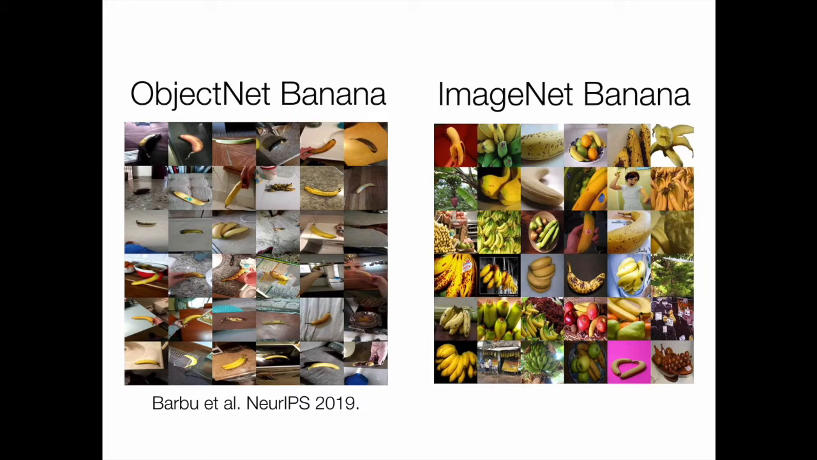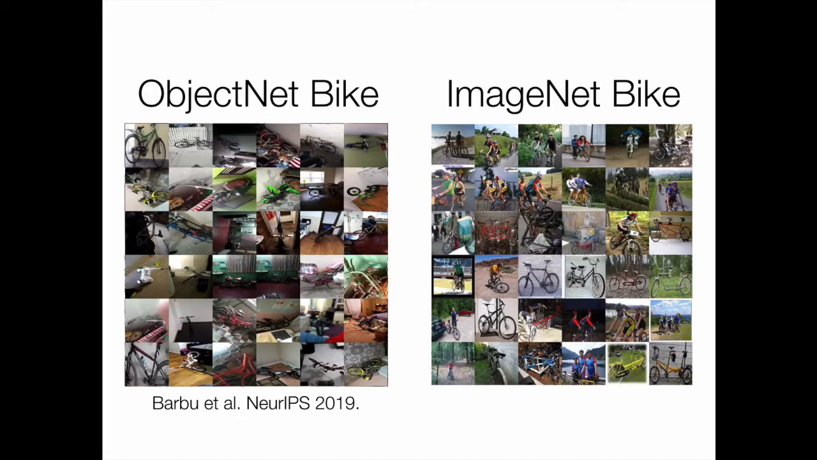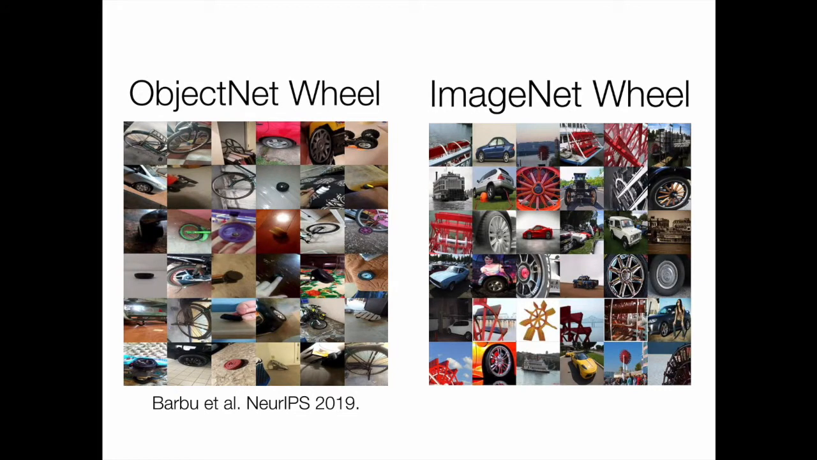And so the work I'm presenting here today is inspired by some results from a recent dataset, ObjectNet, which collects images for the same categories as ImageNet, but it's going to change the spurious correlations. So they have things like bananas, right, between the two data sets. They have things like bicycles, right? Here the correlations have changed, right? And same thing for wheels, right? And so here the color has changed between the data sets, the viewpoints, but really in both sets of images, it's all the same thing. It's a wheel.